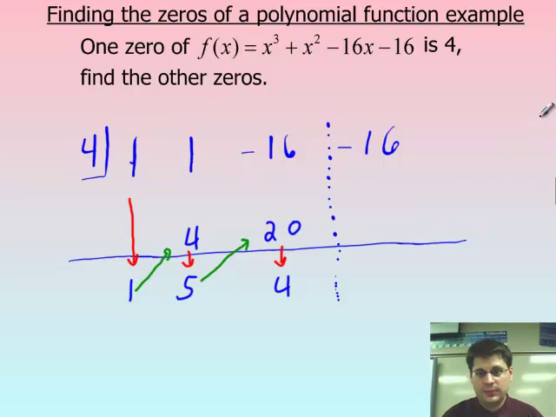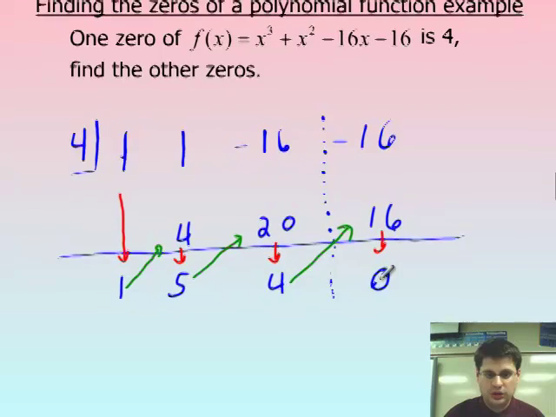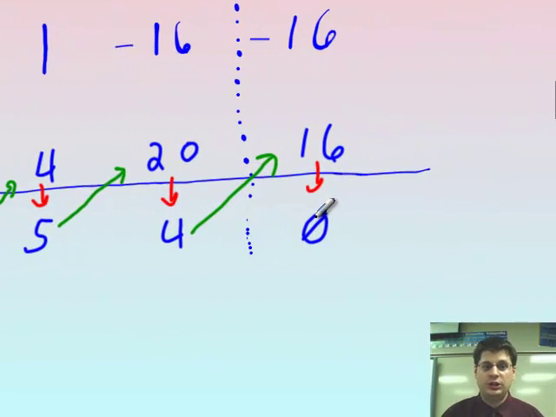Then I'll multiply 4 with 4, and that's going to give me a positive 16. So that's going to go there. And then negative 16 plus 16 is 0. Which tells me there's no remainder, which tells me that x minus 4 is indeed a factor of x cubed plus x squared minus 16x minus 16.